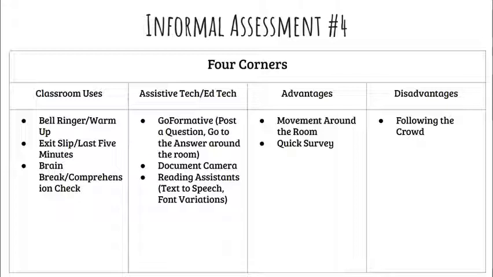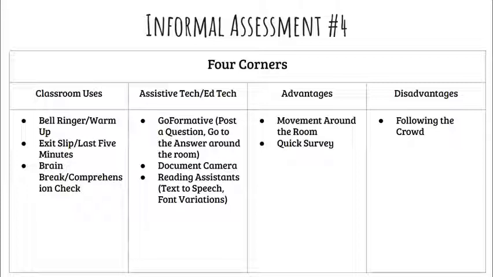The last example is Four Corners. I've used Four Corners in my classroom before as a brain break, but this way I have an A, a B, a C, and a D in four of my corners. After asking them a question, the students will locate themselves. They'll move to the specific corner of the room of whatever answer they think it is. So this can be used as a bell ringer or a warm up. I've used it as an exit slip, as a quick documentation of whether the students get it or they don't get it. And, of course, I use it as a brain break. It gets them up and moving, which is what I like to see. It's also a comprehension check.